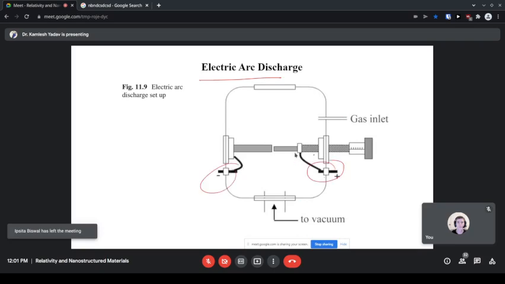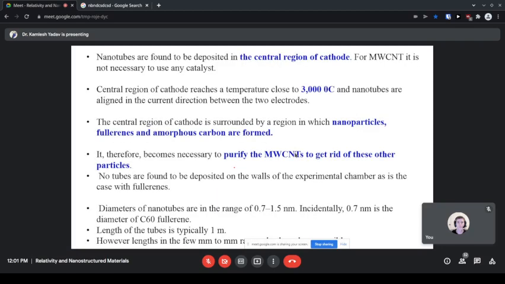And we apply a very strong electric field, so that a temperature of 3000 degrees Celsius will be generated, and this graphite will be melted, and there will be evaporation of graphite, and there will be formation of CNT and fullerenes. And from that we can find the multi-wall or single wall carbon nanotubes. For example, the diameter will be in this range for the fullerene, and the length of the tube will be 1 meter.